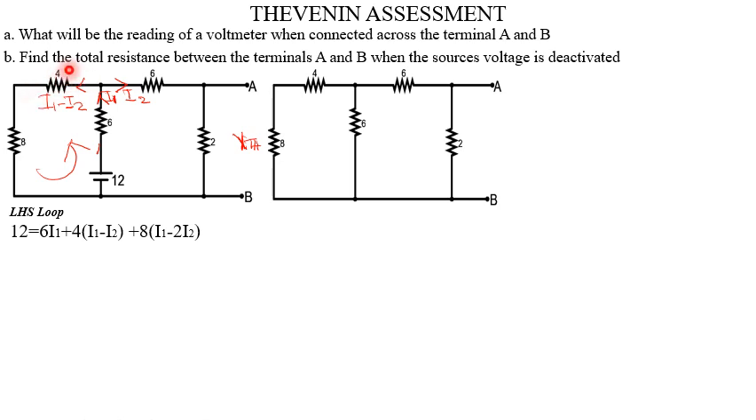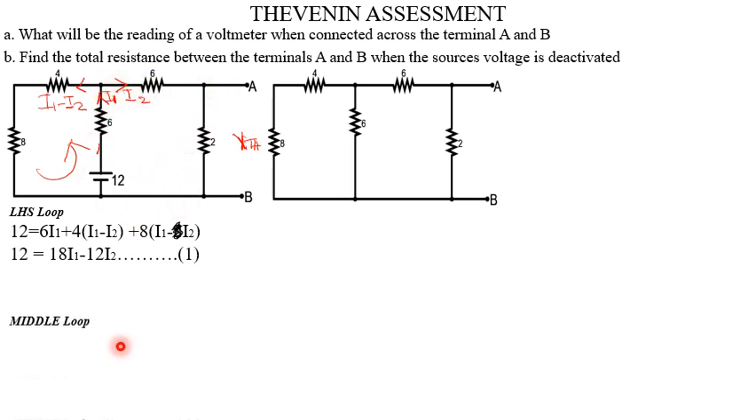The current flowing through this 4 ohm resistor is I1 minus I2. The current that will also flow through the 8 ohm resistor will be the same, because the 4 and 8 are in series. Simplifying it further, we end up with 12 equals 18I1 minus 12I2. This is equation 1.